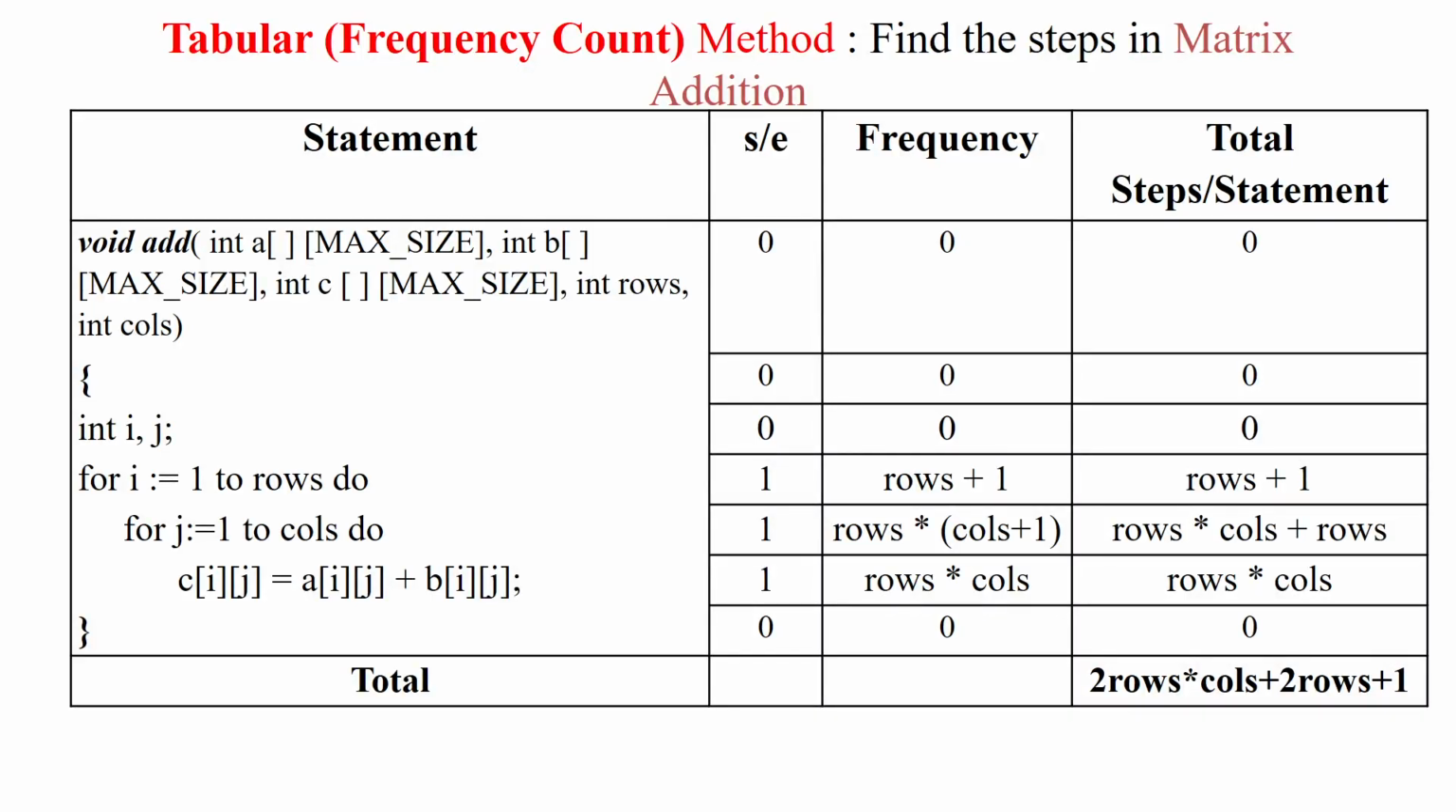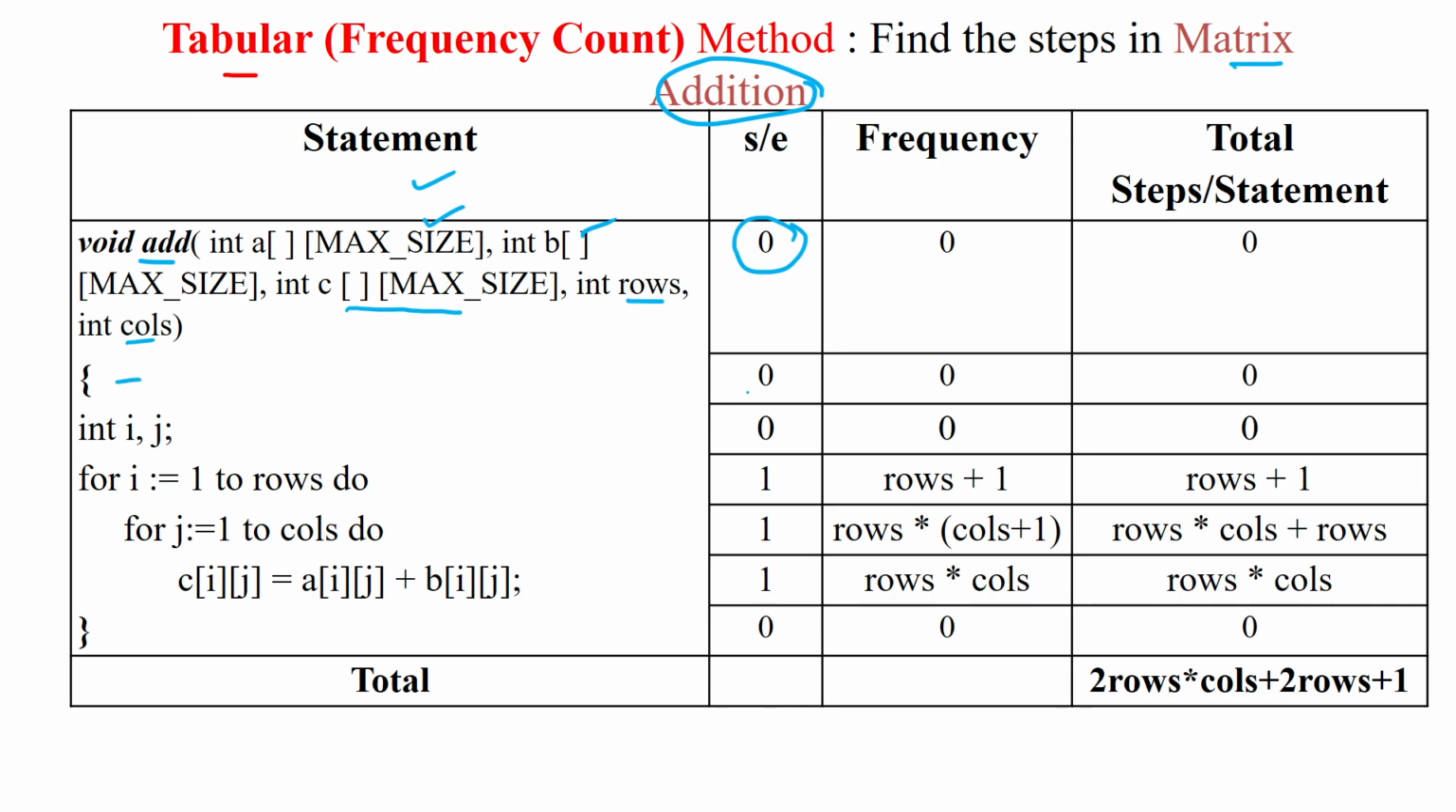Hi everyone. Here we are going to apply a tabular method for frequency count approach for matrix addition. So here we have the function. The function definition has a number of arguments: matrix A, matrix B, and output matrix C, and the number of rows and the number of columns. The function definition will consume zero amount of time, so it is 0.